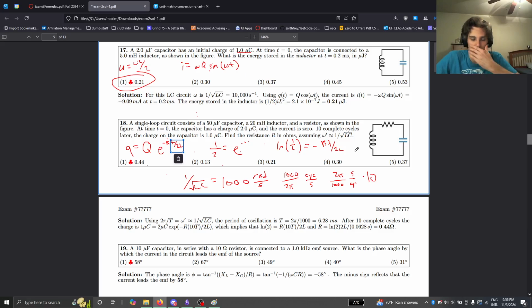Tripping. Let me just look at this. ln 2? Don't tell me. 6.28, yep. See? 2 pi divided by 1,000. 10 multiplied by 2, yeah. 10 times t, yep.